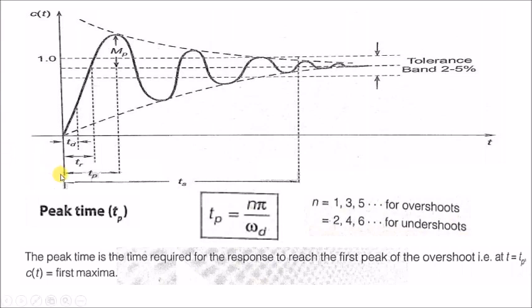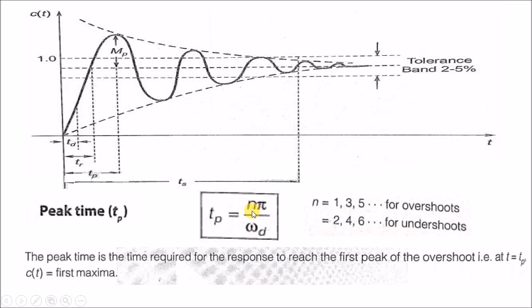I told you this is the peak time, from 0 to the maximum value, first attempt. So we can write: the peak time is the time required for the response to reach the first peak of the overshoot. So this is the first peak of the overshoot. This is called Mp, the maximum peak overshoot, and the first peak must be the maximum. The time between 0 and Mp is called Tp, the peak time.